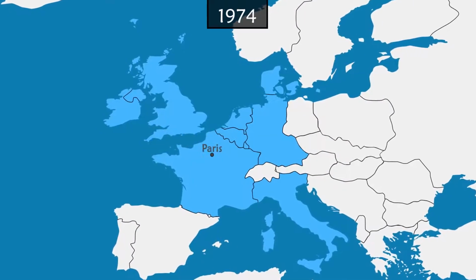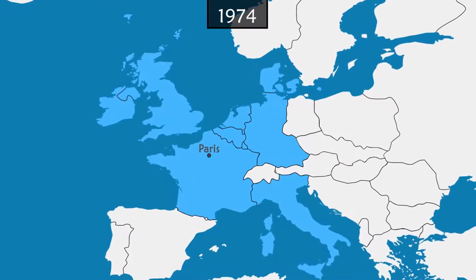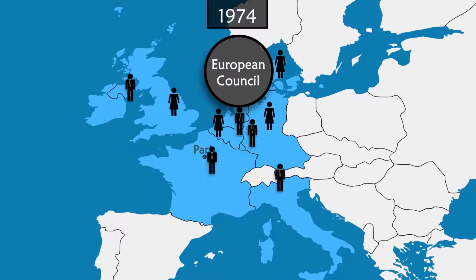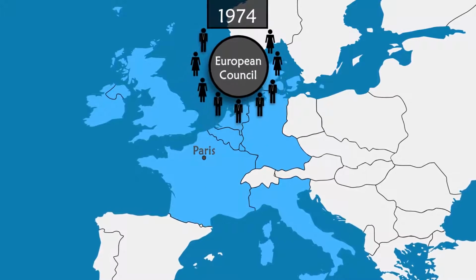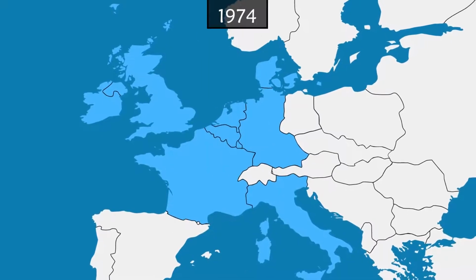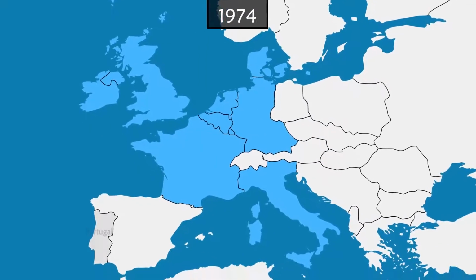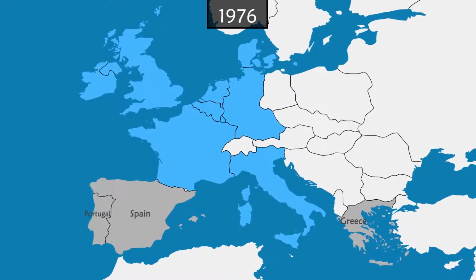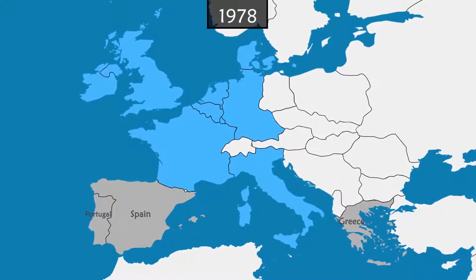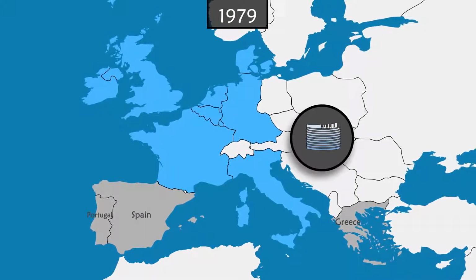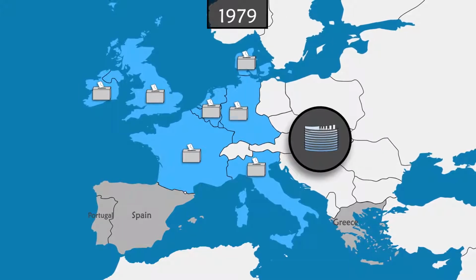In Paris, the heads of state and government come to an agreement to create the European Council. Leaders would meet at least 3 times a year to together define the broad guidelines of the community. South of the continent, after the end of dictatorships in Portugal, Greece, and Spain, the 3 countries request membership of the community. In 1979, for the first time, members of the European Parliament are elected by universal suffrage.